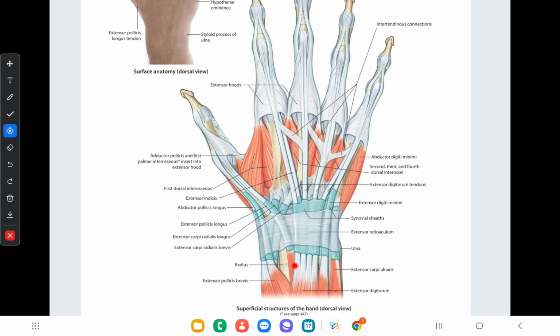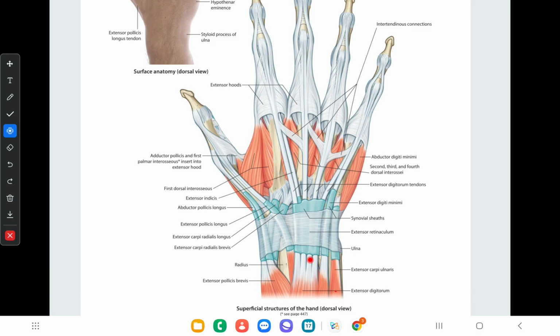The radial nerve gives a branch to the extensor carpi radialis longus muscle. Here you can see the extensor carpi radialis longus muscle attached to here. The radial nerve is the one which gives branches to this extensor carpi radialis longus. But the extensor carpi radialis brevis is innervated by the deep branch of the radial nerve, and the rest of the others are innervated by the posterior interosseous nerve.